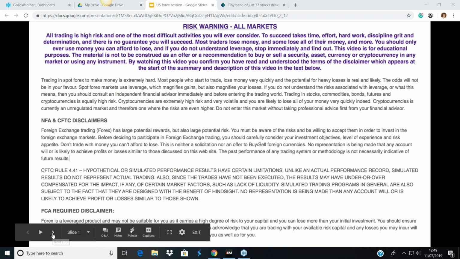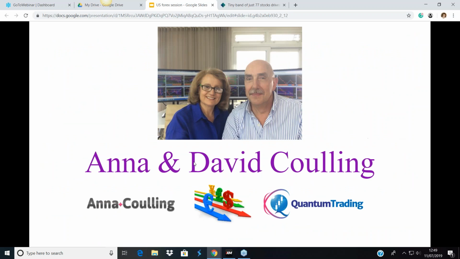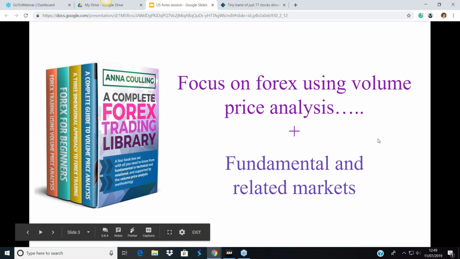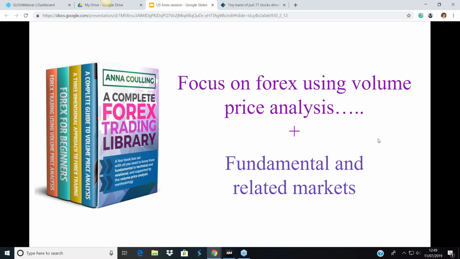Let's just move on. As always, it'll be David and myself, who's sitting next to me, who'll be running the session, and we will be looking at the Forex markets through the prism, as always, of volume price analysis, supported by our absolutely stunning quantum trading tools. And I know we have customers, users who come along, who use the tools, and it's lovely to have you join us.